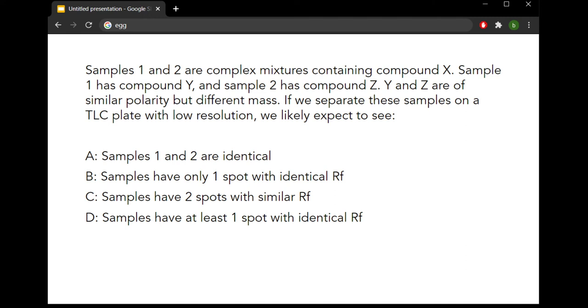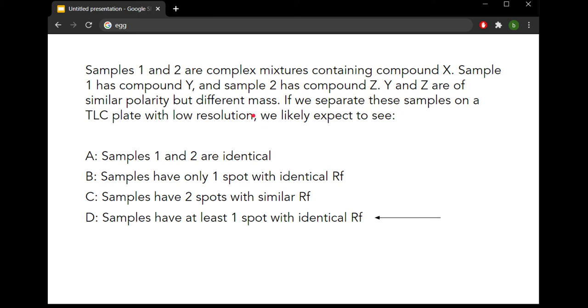Okay, so why do you think it's D? Why do you guys think it's D? Okay, let me clarify. Which one is the most likely? Which one is definitely the case, from A, B, C, and D? Yes, the answer is D.